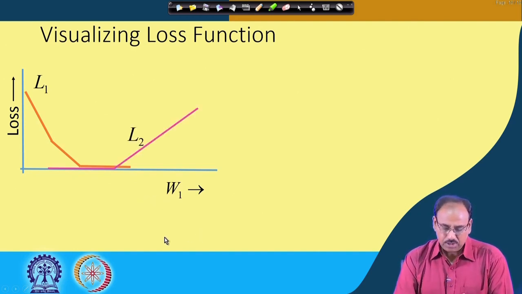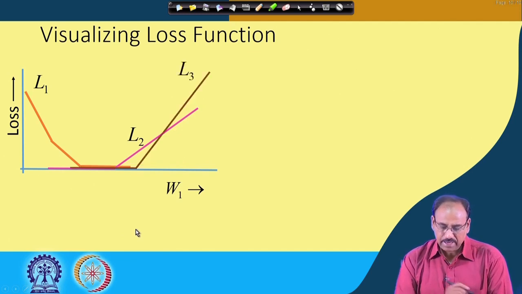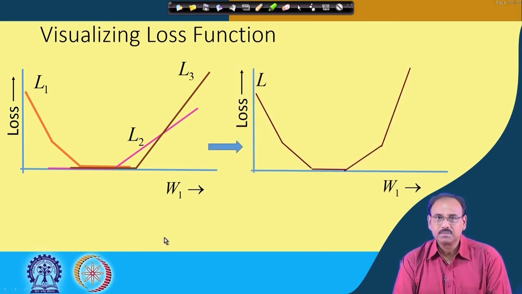Similarly, the other component L2 initially remains 0 with respect to W1, and when W1 becomes very high, in the sense that W1 x1 becomes more than W2 x2 by the threshold 1, then the loss function becomes positive and it is like this. The same is the case with component L3. My overall loss function is the average of these three components L1, L2 and L3, and the overall loss function is given by this.